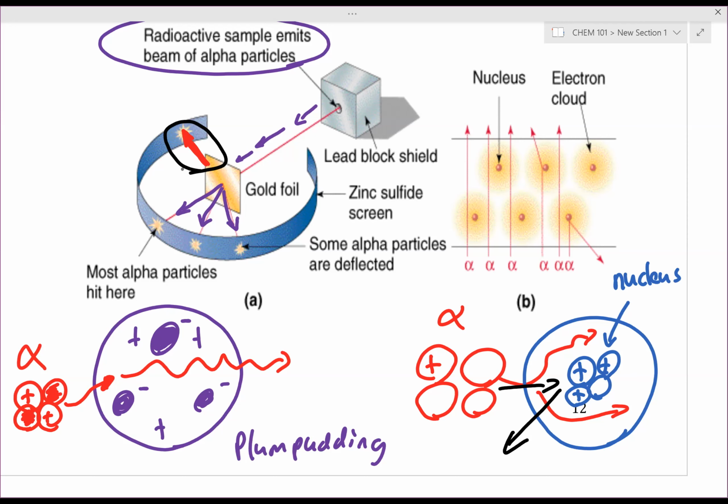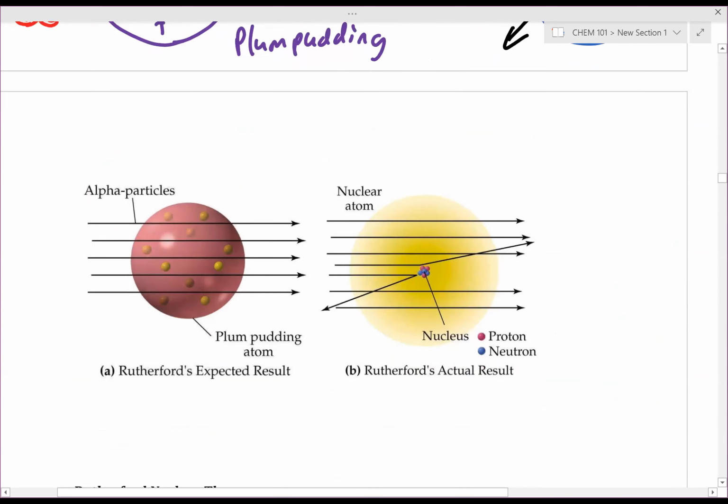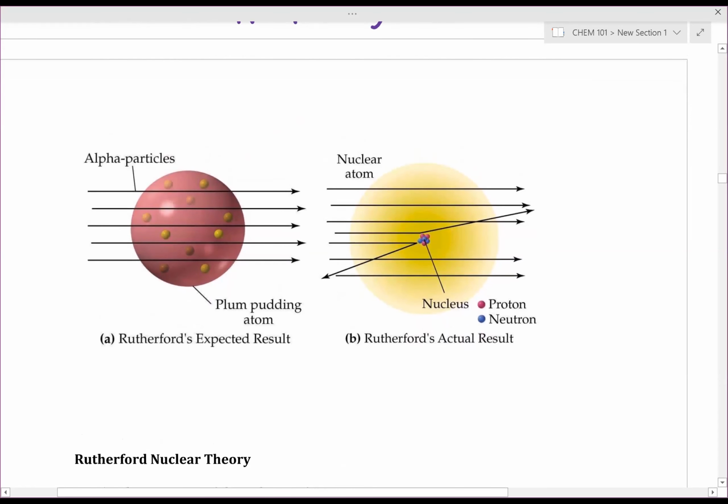Okay, so just to summarize this idea. In our expected result, we'd expect our alpha particles to just pass straight through our plum pudding atom. In our Rutherford model, in the majority of cases, our particles pass straight through with no issue, except when our particles hit this chunk of positive charge known as the nucleus.